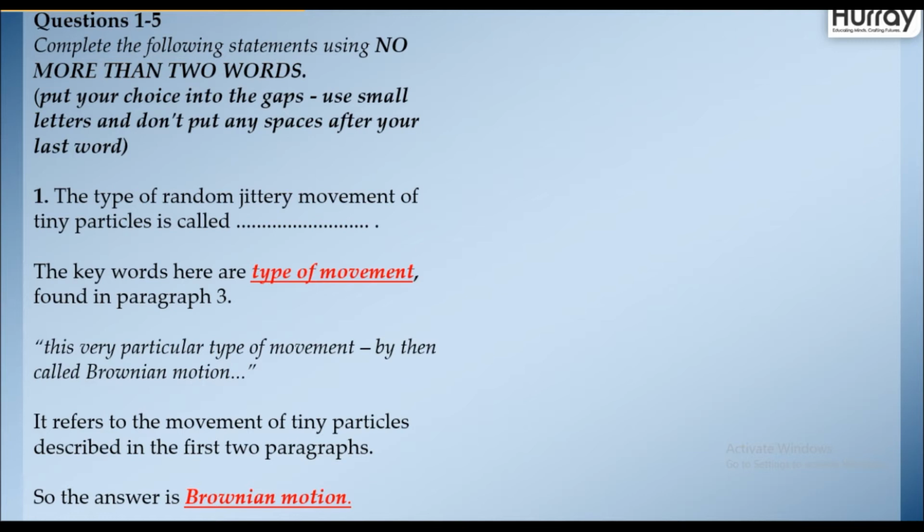This particular sentence refers to the movement of tiny particles described in the earlier paragraphs. So when you're writing, your answer should be Brownian motion as it describes the type of movement. You will notice that you are also within the required word limit, that is 2 words. Now it is not necessary that if your instruction says 2 words, you must write only 2 words. In a lot of cases, your answer could possibly be 1 word as well.